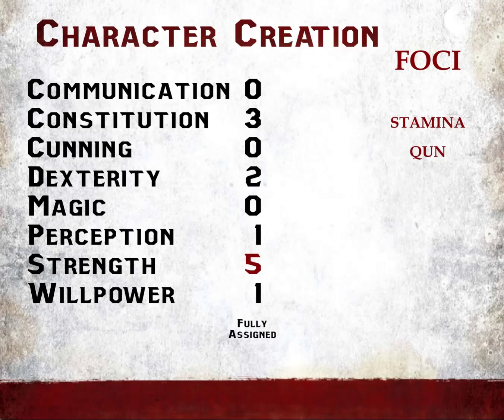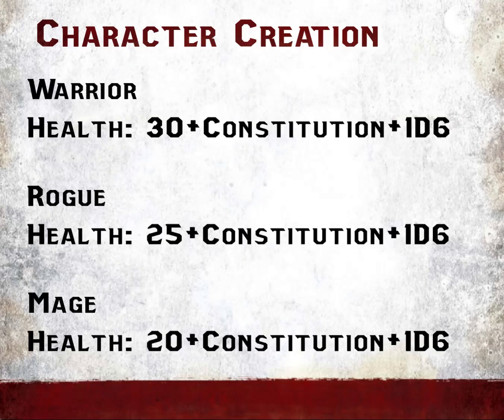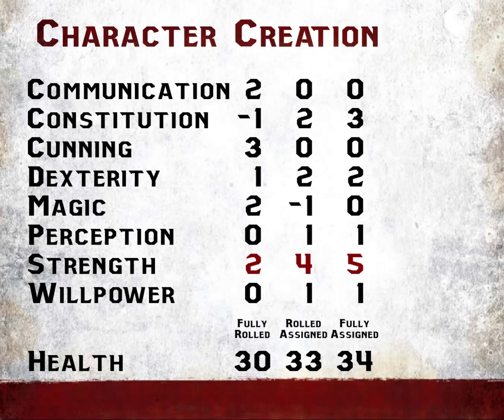Now we get into the effects from our class. Our starting health is 30 plus Constitution plus 1d6. For a rogue, it would be only 25 plus Constitution plus 1d6, and for a mage, 20 plus Constitution plus 1d6. So I roll, and unfortunately it is just a 1. So for the fully rolled version of our example character, that would be 30 minus 1 plus 1, it's just plain 30. For our rolled assigned version, it is better at 30 plus 2 Constitution plus 1 makes 33. And for our point system version, it sums up to 34.